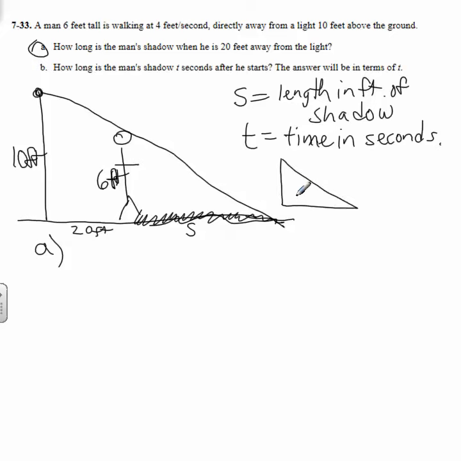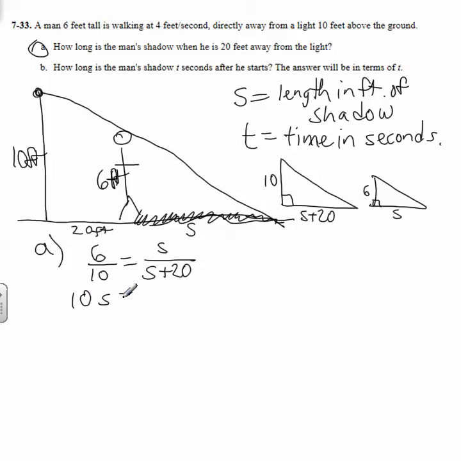I've got two right triangles, a large one and a small one. The large one, we've got 10 for the height, and the total here is S plus 20. And the man's height is the height of the smaller triangle, and S. So we can set up a proportion with that. The height of the man, 6 feet, to the height of the pole, 10, is as the length of the small triangle to the length of the larger triangle. And we can use cross products to set this up and simplify.